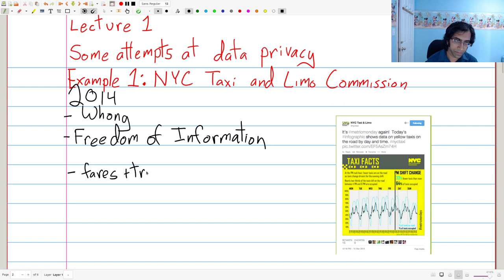And these total 19 gigabytes of data, like I said. So this should set off alarm bells in your head, because this is a lot of data. This contains all the taxi fares and all the taxi trips from 2013 that were done in New York City. So this seems like a rather sensitive data set. What if you had every single taxi trip that someone took? Maybe then you would be able to identify people.